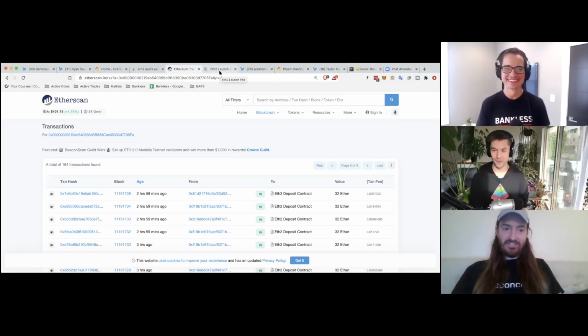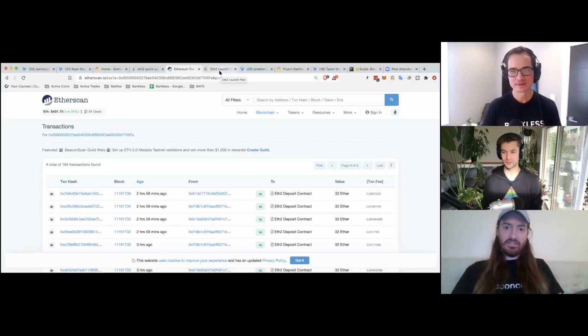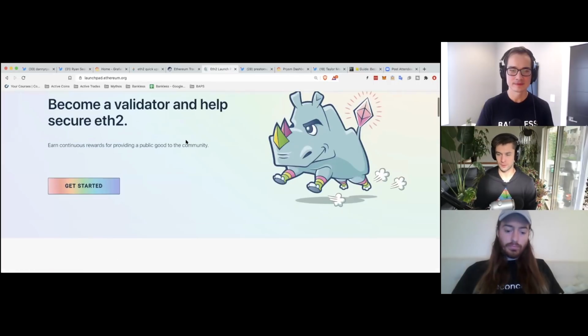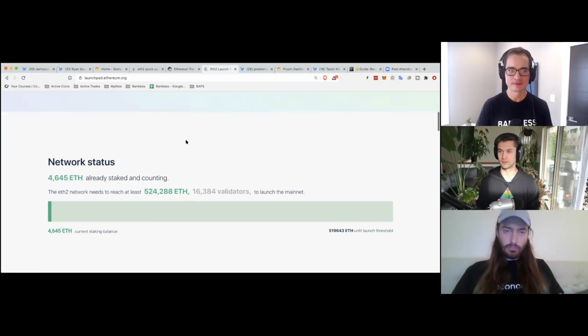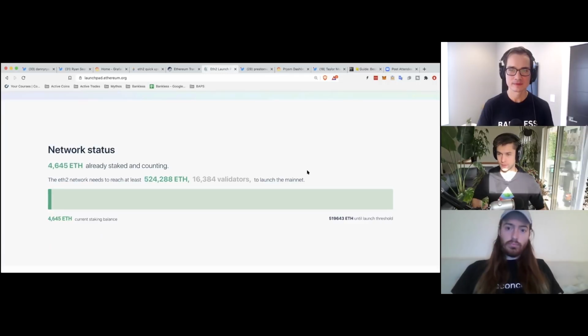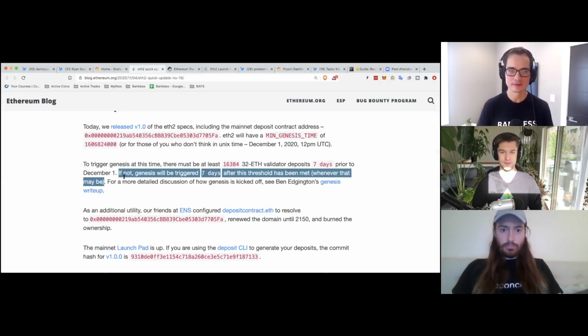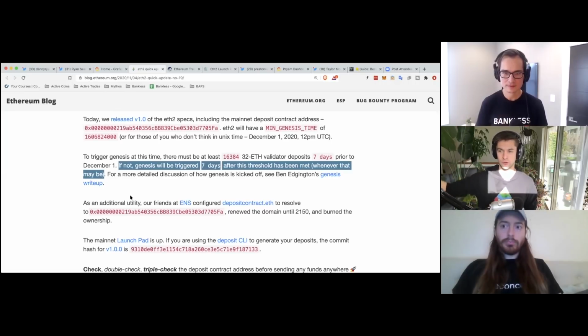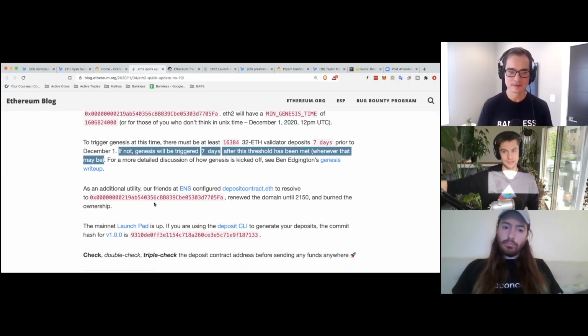Okay, so between now and December 1st, we expect Ether to get deposited into the deposit contract. If we hit that threshold before December 1st, great, that's fantastic. That means that Ethereum phase 0 could launch on December 1st. You said if we don't get to that point, we have a 7-day period, and in that 7-day period, once we hit that threshold, we will start then. What happens if we don't get that Ether threshold inside that 7-day period?